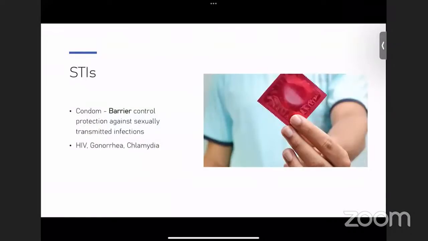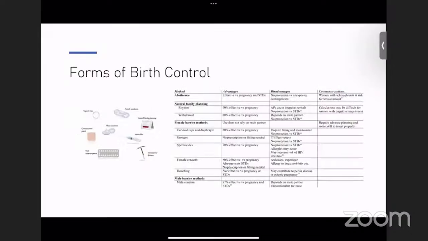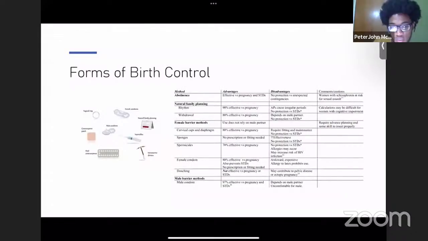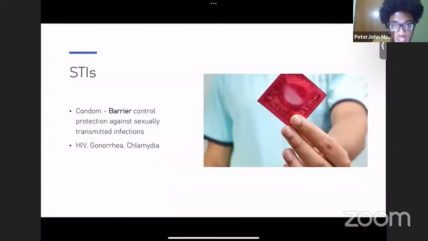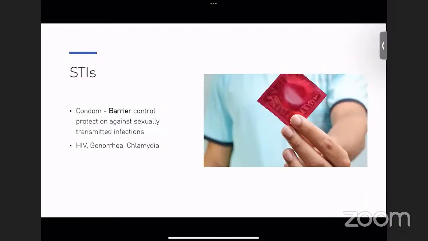All right, let's look at STIs now. So what does STI mean? Sexually transmitted infection.